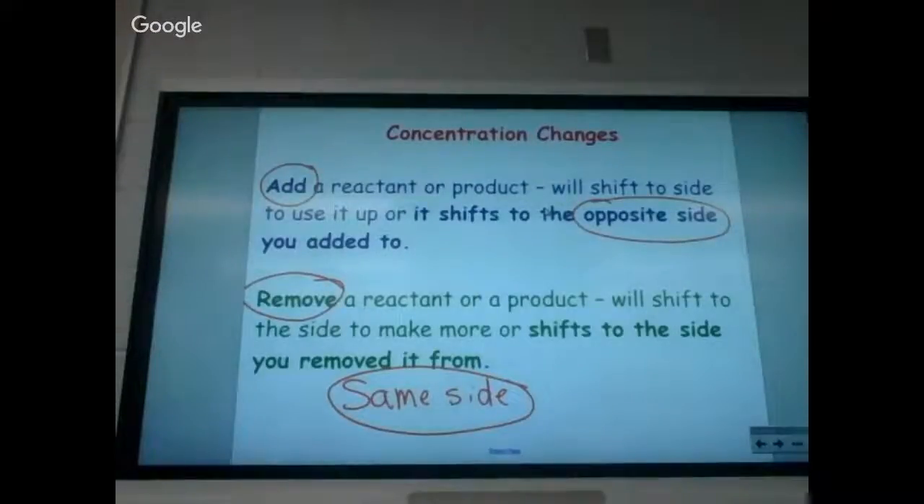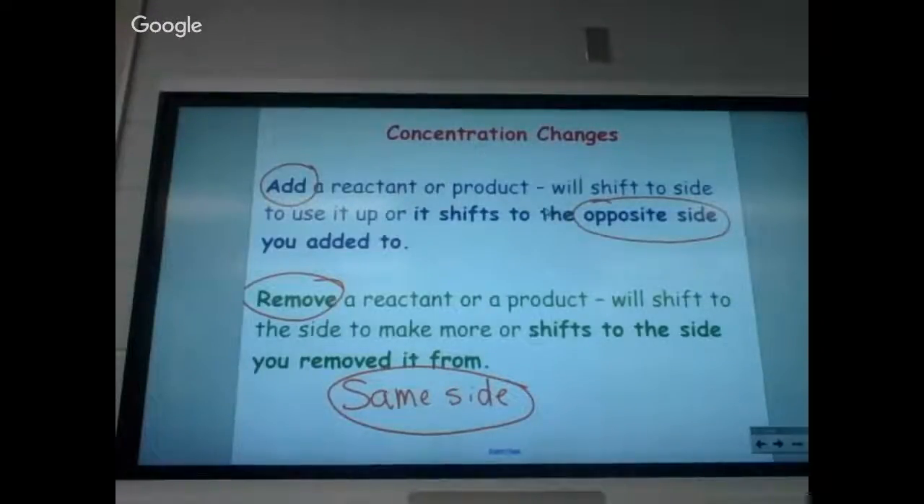All right. So if you remove a reactant or a product, okay? If you remove a reactant or product, it shifts to the same side. If you don't want to write the green bold, write what I wrote in orange. It will shift to the side that makes more. Anytime you remove a reactant or product, it will shift to the side that makes more. Or it shifts to the side you removed it from. Shorthand for that is it removes. If you remove one, it goes to the same side.